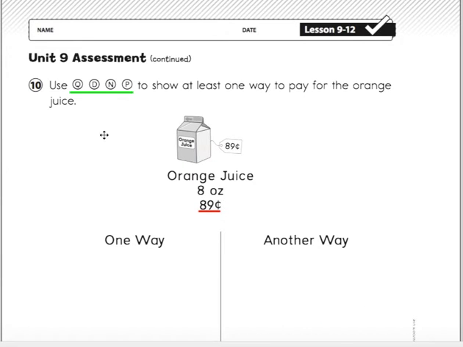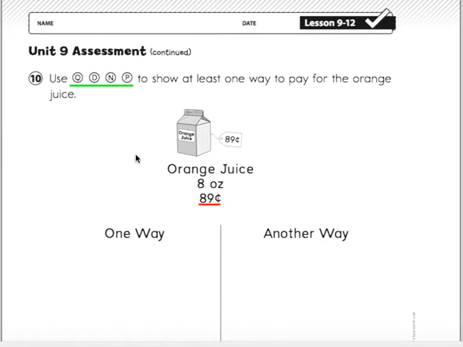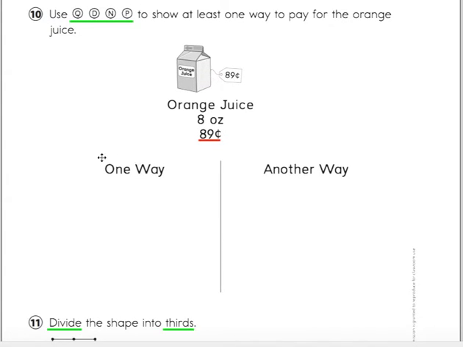Okay, we're going to use only quarters, dimes, nickels, and pennies to show at least one way to pay for the orange juice. They actually have you showing 2 ways, so we're going to just go with that. So you cannot use $1, you cannot use a $50, and yes, it needs to be exact change, and thank you for thinking of that. I know some of you are wondering. You can use quarters as many times, dimes, nickels, and pennies as many times as you want.